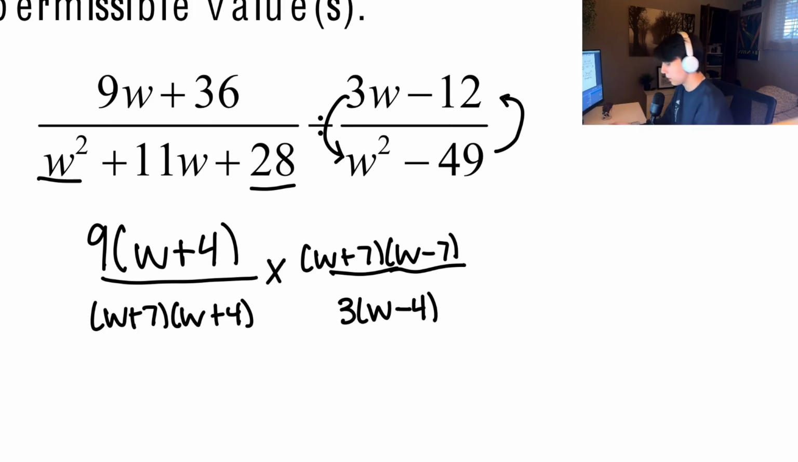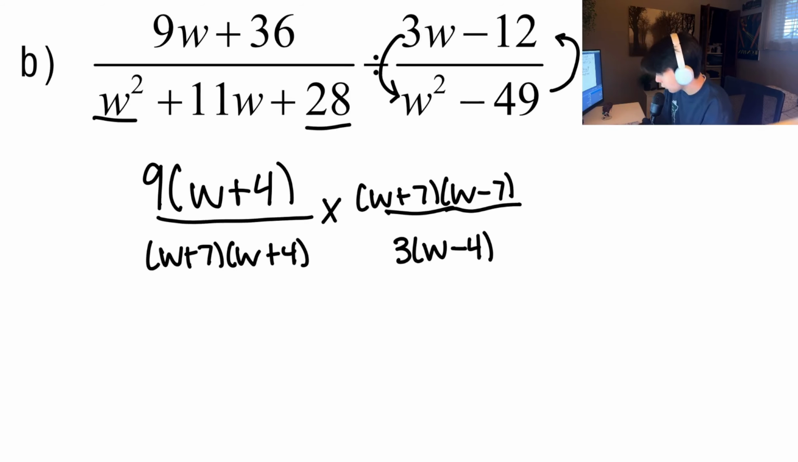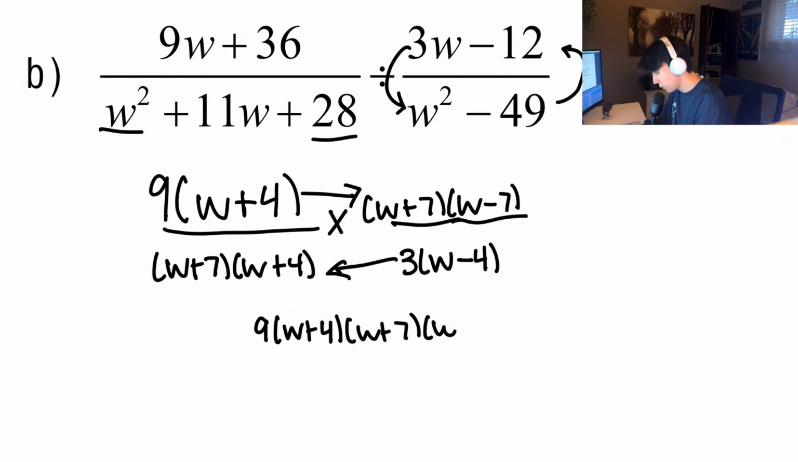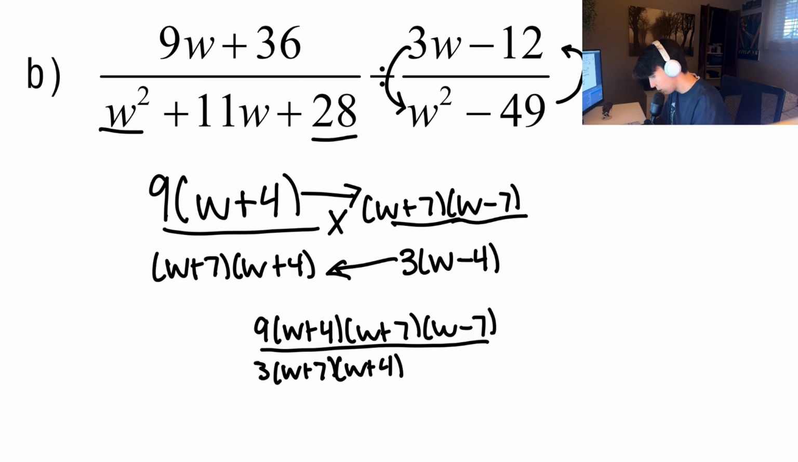So when we're multiplying, all we have to do is just smash all of these terms together. So we have 9, W plus 4. So we're smashing our numerator with our numerator and our denominator with our denominator. So W plus 7, W minus 7, all over W plus 7, W plus 4, and we have 3 W minus 4.